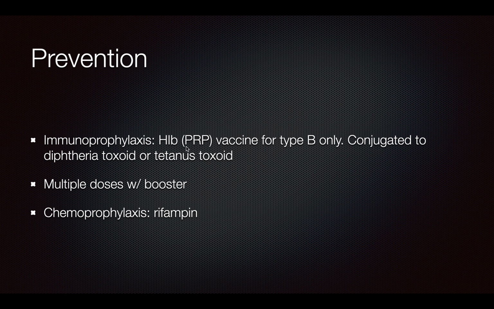So we are lucky enough that there's a vaccine for it. The vaccine for type B, or Hib, is the PRP vaccine, and that is conjugated to the diphtheria toxoid or the tetanus toxoid. Since it's a conjugated vaccine, you need multiple boosters. And for people who are living in crowded areas, places that are rampant with H. influenzae, rifampin is given as a chemoprophylaxis.